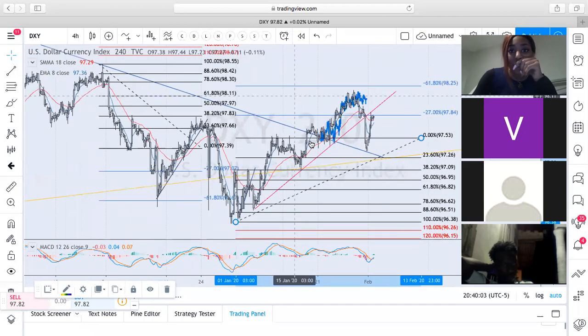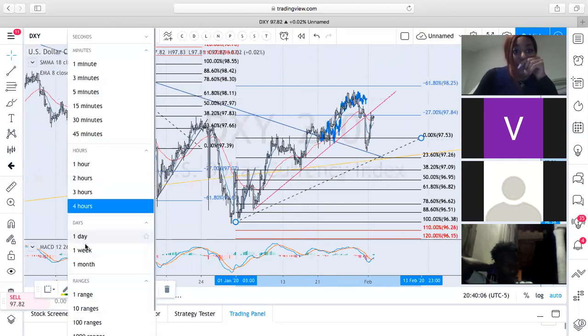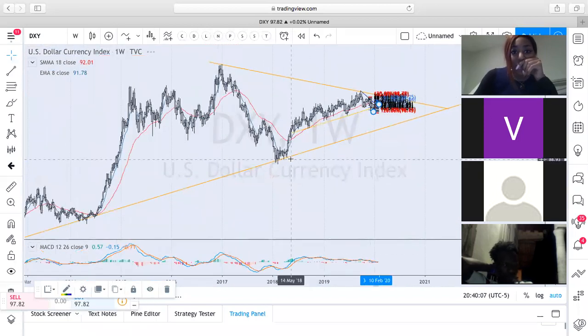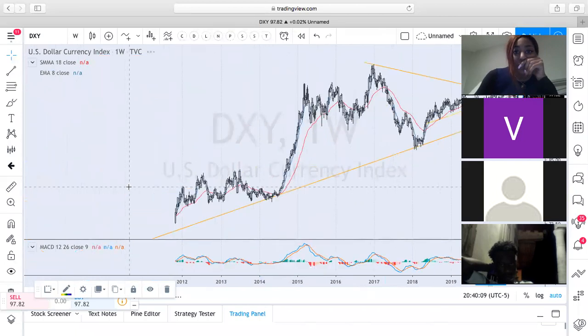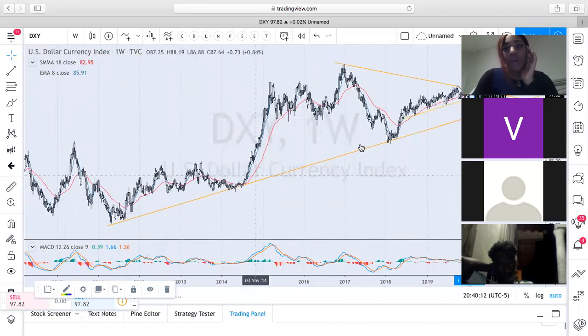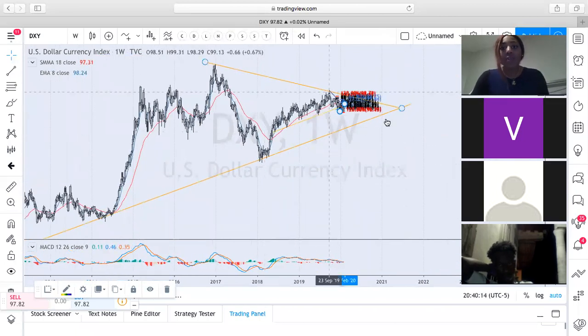So looking at where structure is, so first off, I don't know if you guys saw this when I was just looking through, but here are the weekly trend line level points here.